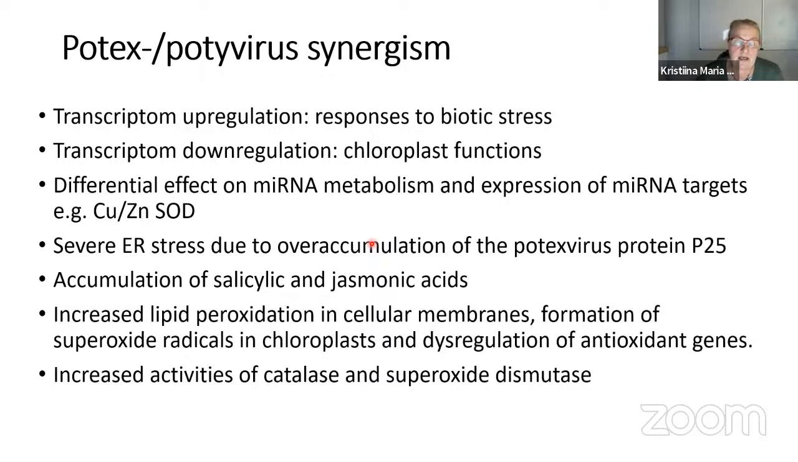There is severe ER stress because of overaccumulation of Potexvirus protein P25. Accumulation of salicylic and jasmonic acids, increased lipid peroxidation in cellular membranes, formation of superoxide radicals in chloroplast, and also dysregulation of antioxidant genes. But also increased activities of some of these antioxidant enzymes like catalases and superoxide dismutase.